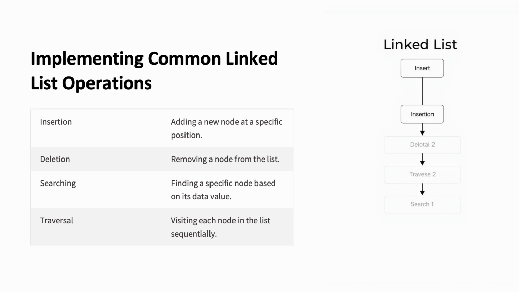Insertion at the end: traverse to the last node and link the new node to it. That is known as insertion at the end. Insertion at a specific point: traverse to the desired position and adjust pointers to insert the new node. That is the insertion at a specific point.